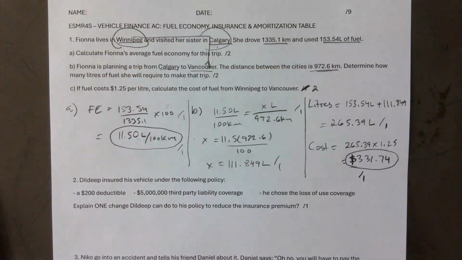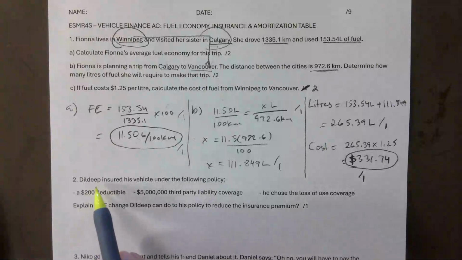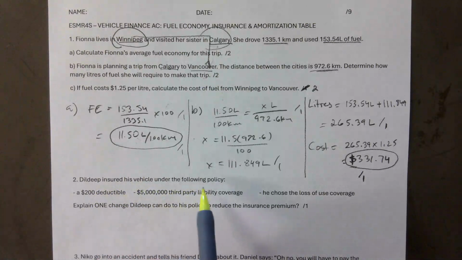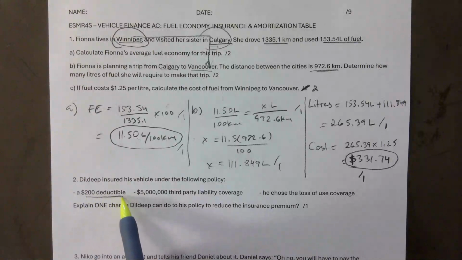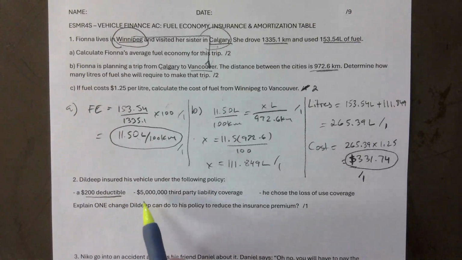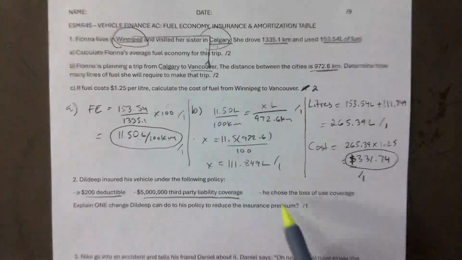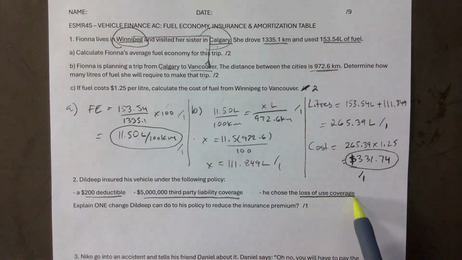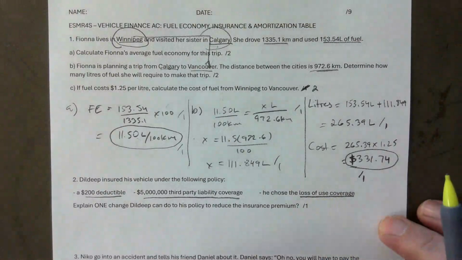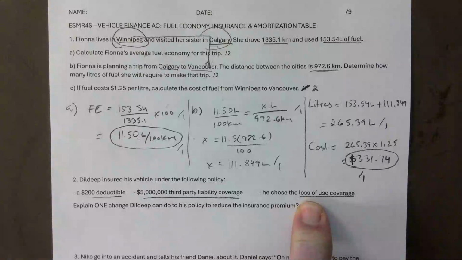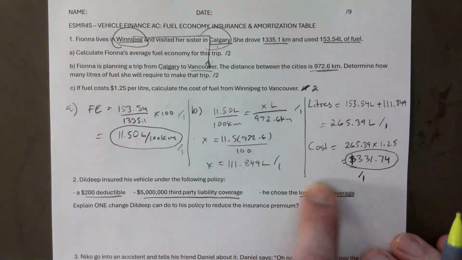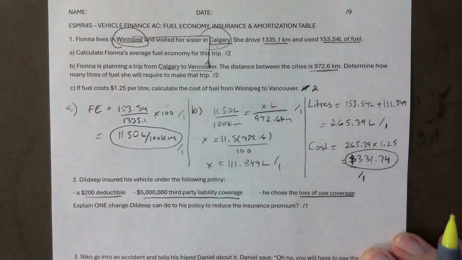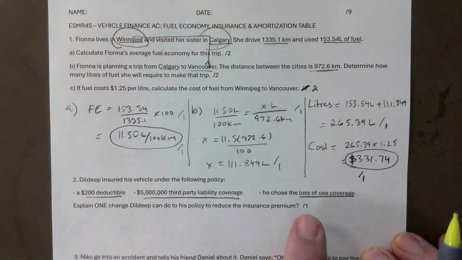We got it? Okay. Dildeep insured his vehicle under the following policy. $200 deductible. I hope that means something to you. $5 million third-party liability. And he chose loss of use. Loss of use is when you get a rental when you get into an accident and your car is in the shop for a month. And I'm not kidding you. If it's high season, winter months, you might be waiting a long time to get your car back. So if you have this option, you get a rental for free, essentially.